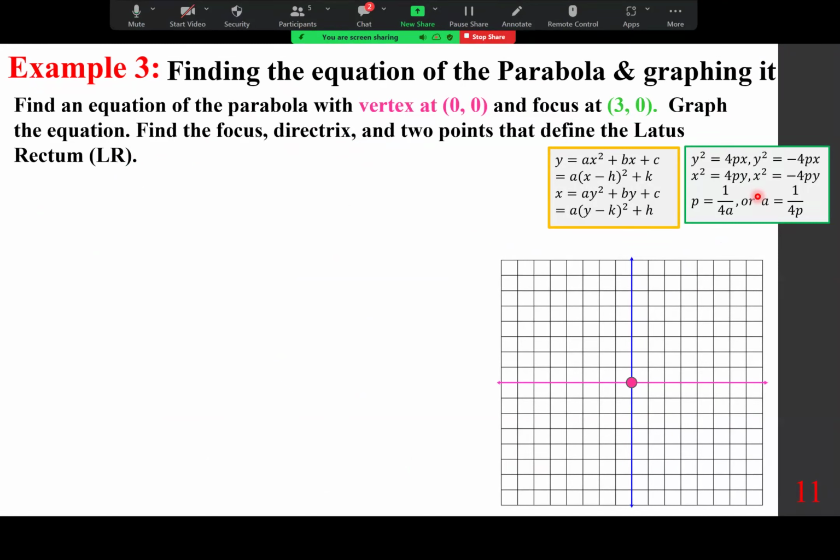Here's the vertex at (0, 0). Here's the focus at (3, 0). Remember, the focus is inside the parabola. Right away, it tells you that it opens to the right. V has coordinates (0, 0). F has coordinates (3, 0). We write it. And again, just because of these two pieces, we should recognize that it opens to the right.